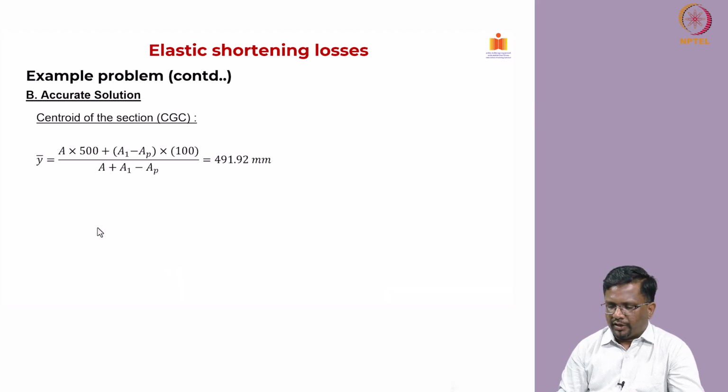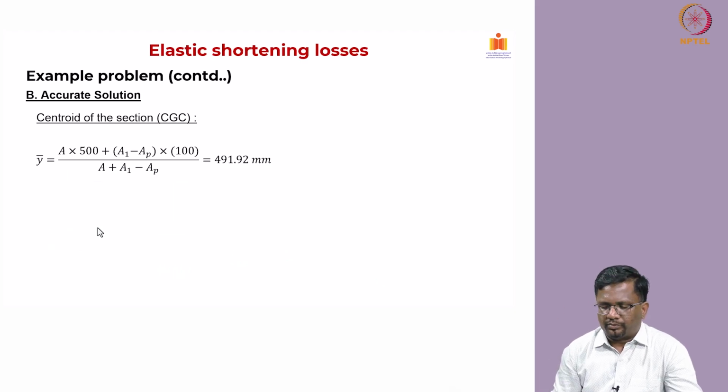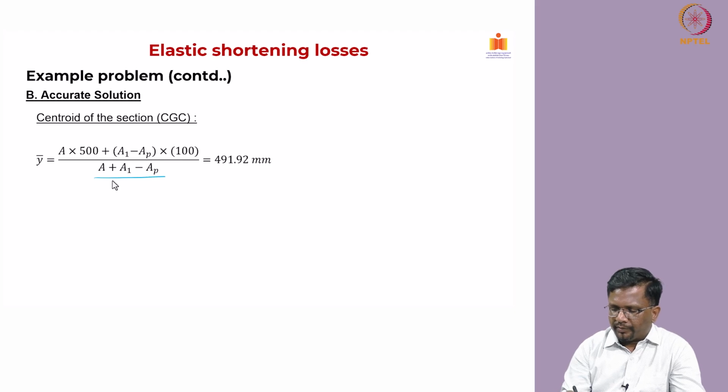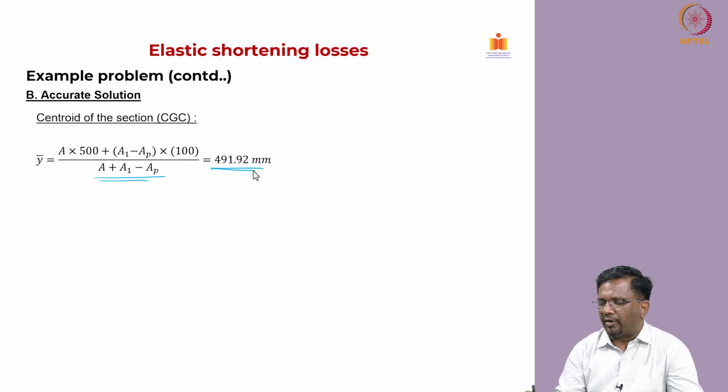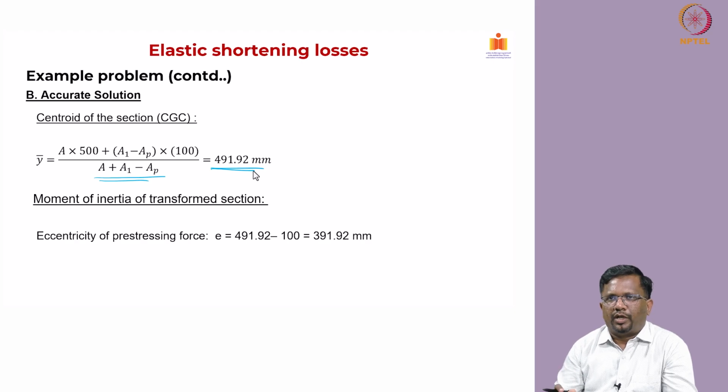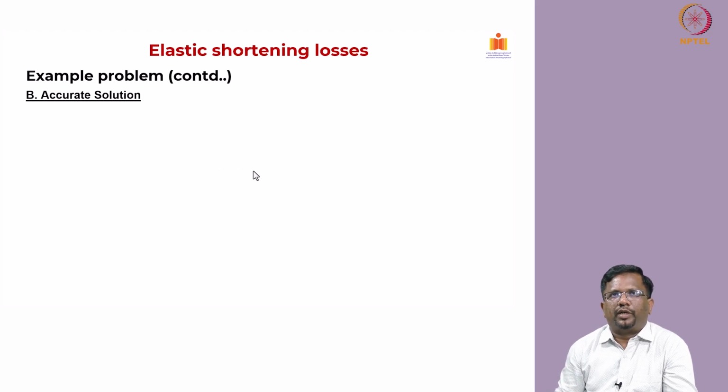Now, you see here A into 500, the overall area, the CG for that area is going to be 500, and A1 minus AP is going to be at 100, okay, this is divided by the overall area. So, if you do that, you get your centroid of the transformed section as 491.92 millimeter. Now, previously, when we did the simple cross section, we took 500, right. So, then again moment of inertia for the transformed section, you can calculate.